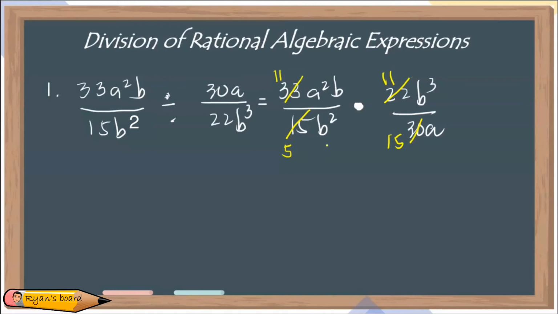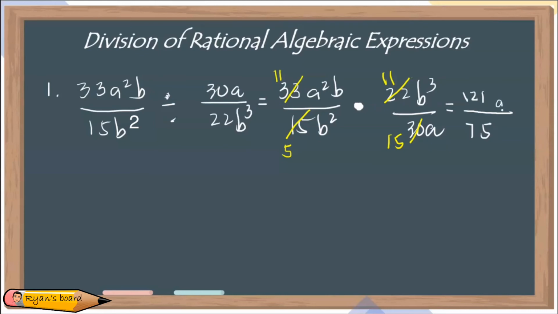Pwede rin bang i-cancel out natin itong 5 and 15? Hindi rin. Kasi, parehas silang nasa baba. Okay, so, wala na tayong pwedeng i-cancel out. So, what we're going to do is, we multiply that. What is 11 times 11? That's 121. How about 5 times 15? That's 75. Okay.